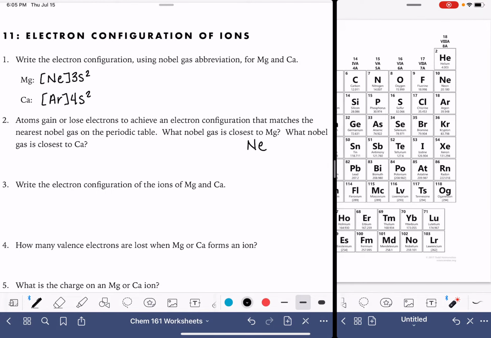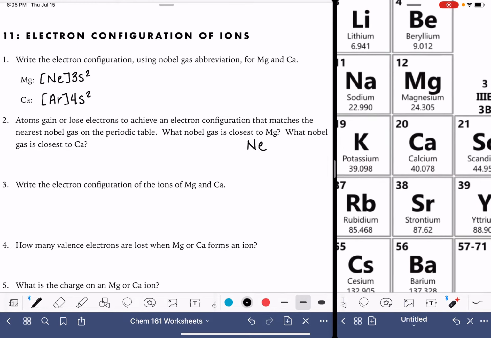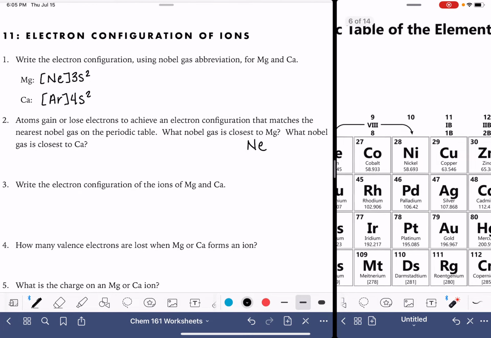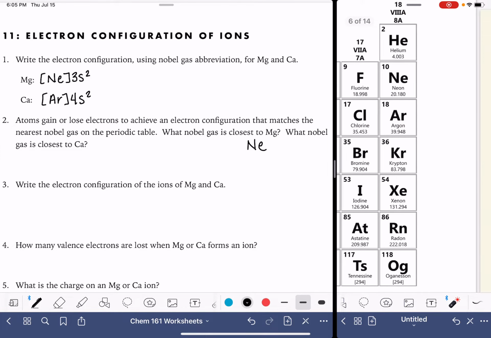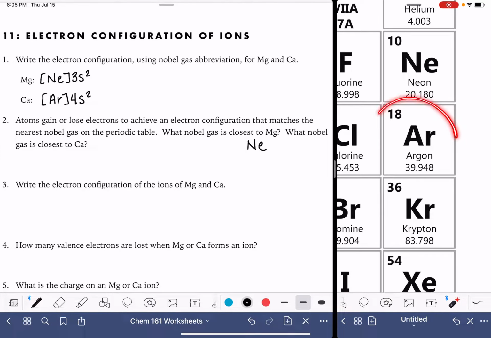And then for calcium, calcium's atomic number is 20. Again, we want to find the noble gas that has the atomic number closest to 20. That will be argon. So for calcium it is argon. So this means that magnesium is going to either gain or lose electrons until it has an electron configuration that matches neon, and calcium will do the same until its electron configuration matches that of argon.